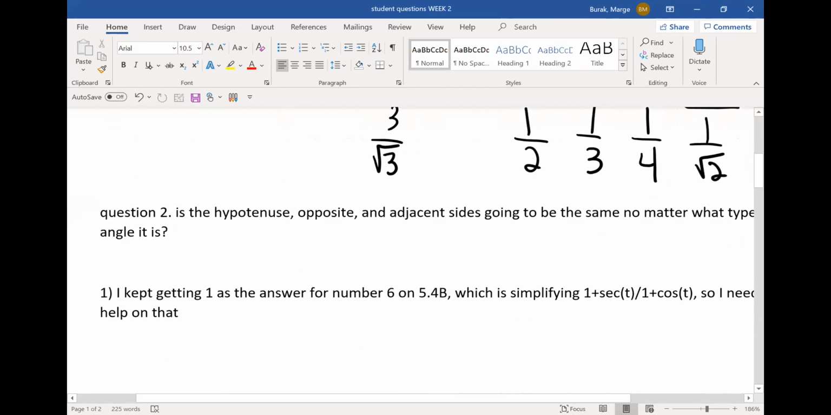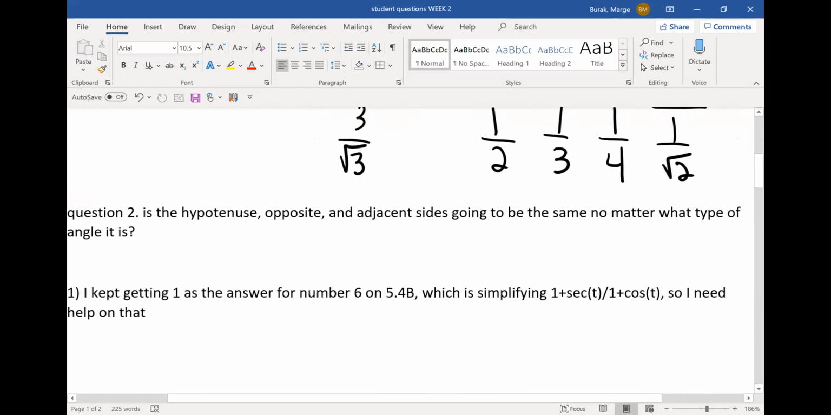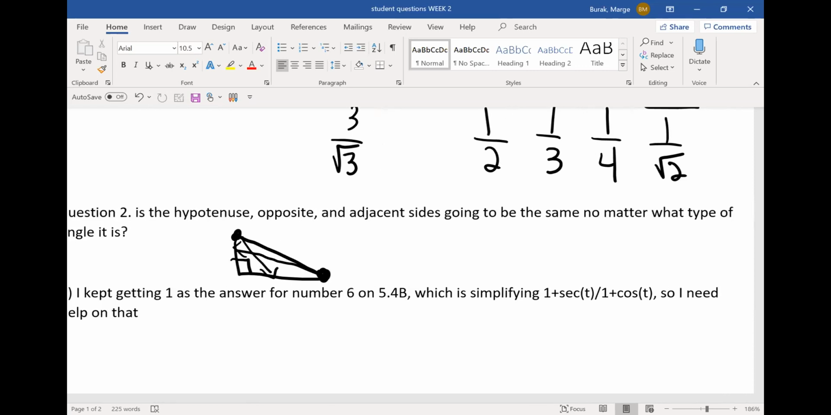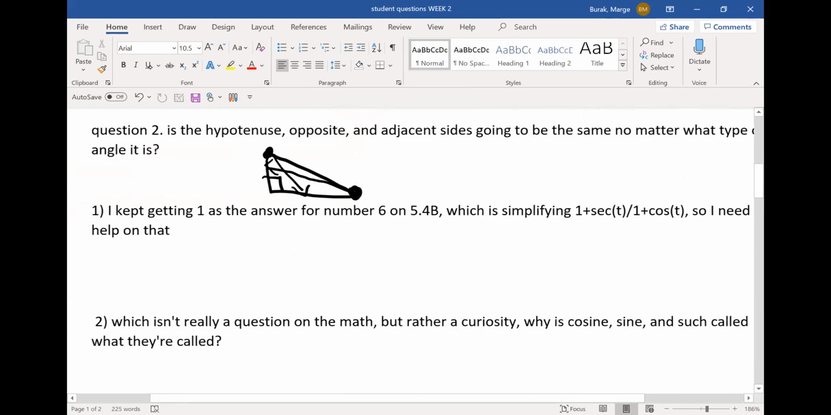Is the hypotenuse, opposite, and adjacent going to be the same no matter what type of angle it is? And these are only factors that work with a right triangle, and it depends on where you're standing. If you're standing here, then the opposite is over there. If you're standing here, the opposite is there. So it all depends on where the angle is. Okay, I'm just showing you these because these are awesome questions.